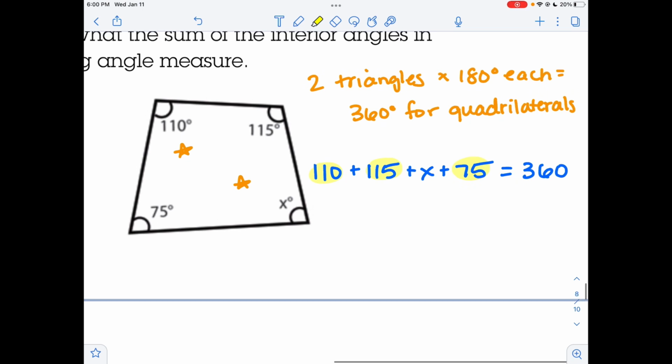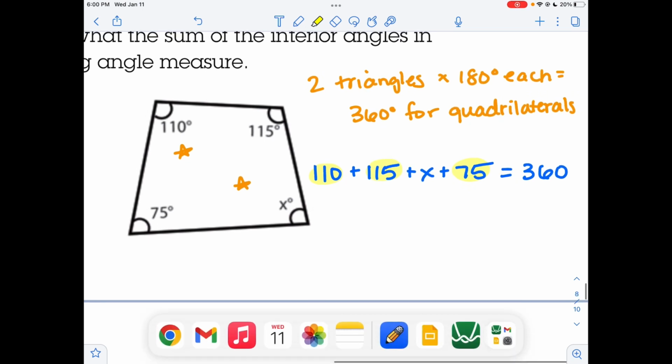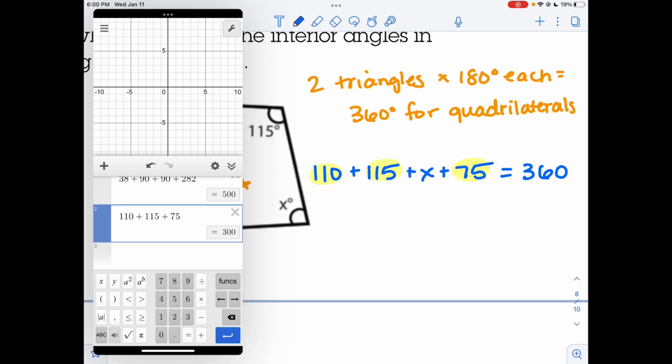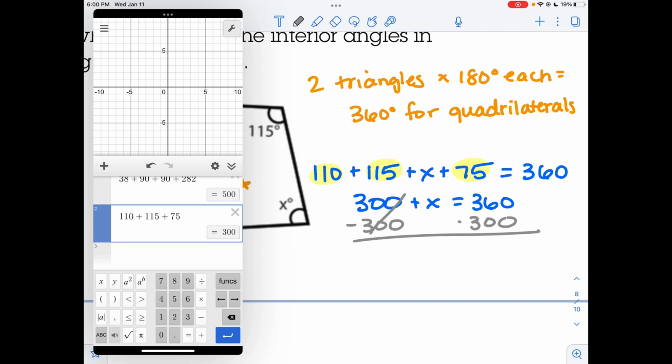But now we have some like terms here. I'm going to bring my calculator back in. I don't know where it went, but okay, 110 plus 115 plus 75. So 300 plus x equals 360. And we got another one where the subtraction's easy. That's nice. So we'll subtract 300 from both sides, and our x will equal 60 degrees. That's the angle that we're missing.